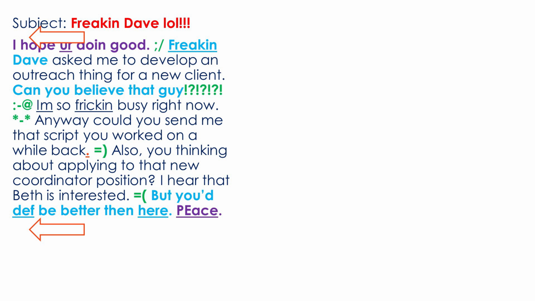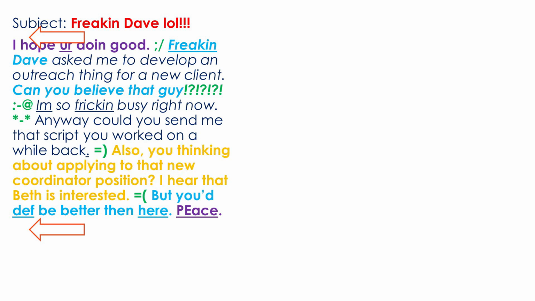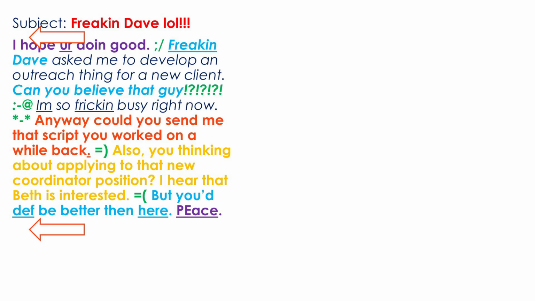The message also has a lot of proofreading errors scattered throughout. It's written from the writer's perspective rather than the reader's perspective. It has more than one point, right? The message is both about freaking Dave, and it's also about the coordinator position. And perhaps the most important sin of this message is that the main point is buried in the middle of the message. It's not front-loaded. So how could we fix this? We could fix this, of course, by eliminating all of these errors, but also by rewriting the message as follows.